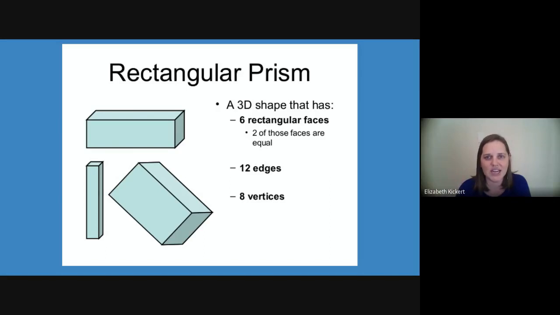Can you guys think of any examples in your house of a rectangular prism? That's right, a cereal box would be an awesome example of a rectangular prism. It's a 3D shape that has 6 rectangular faces, 12 edges, and 8 vertices.